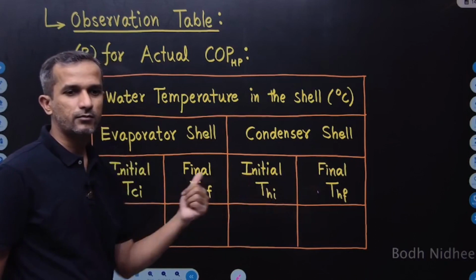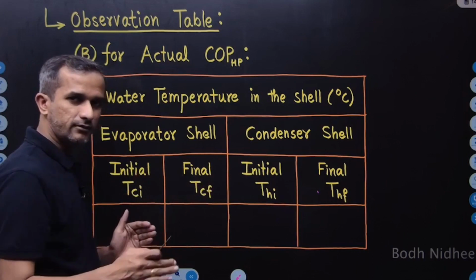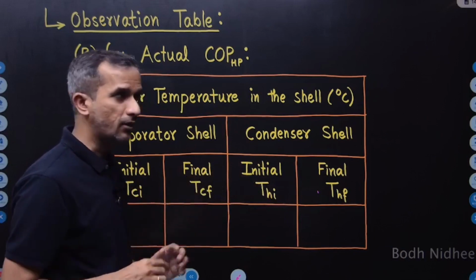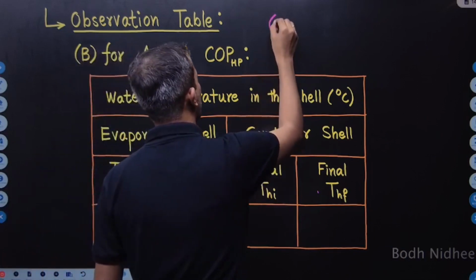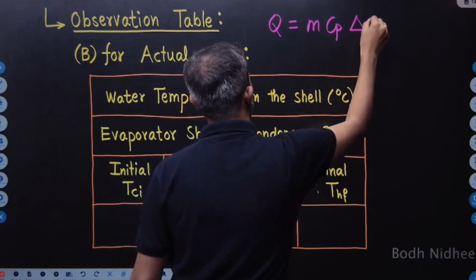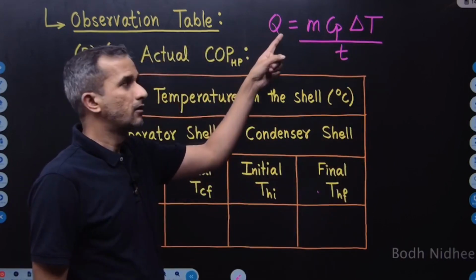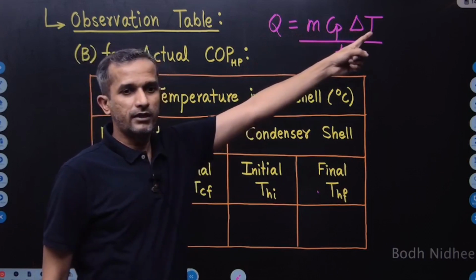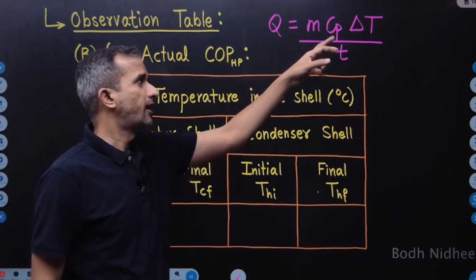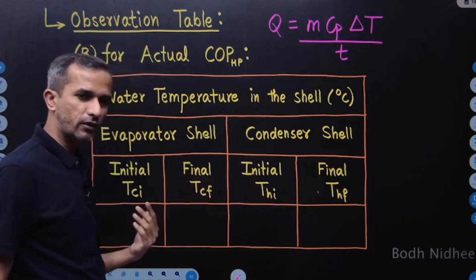So we'll record both readings after equal time. We'll keep the time the same for both so that time can be cancelled, right? We'll keep the mass of the water in both tanks the same, so that when I find the heat transfer, that is m Cp delta T divided by time, for the condenser shell I'll take Cp delta T of the condenser, and for the evaporator I'll take Cp delta T of the evaporator. Mass and time are the same for both. Delta T is the higher temperature minus the lower temperature, right?